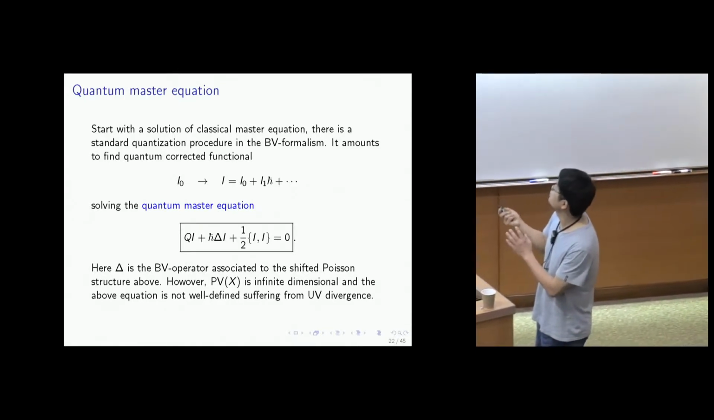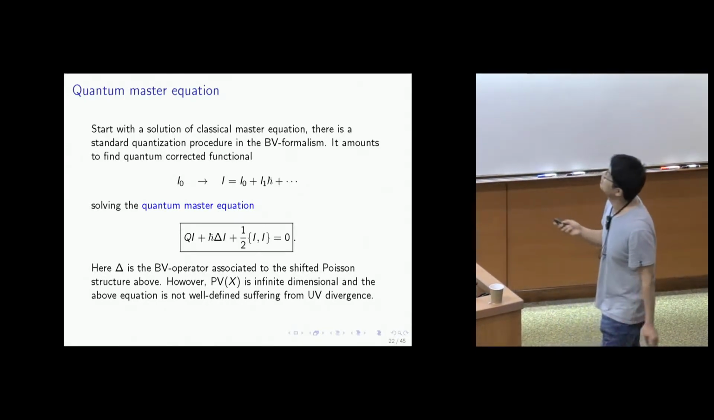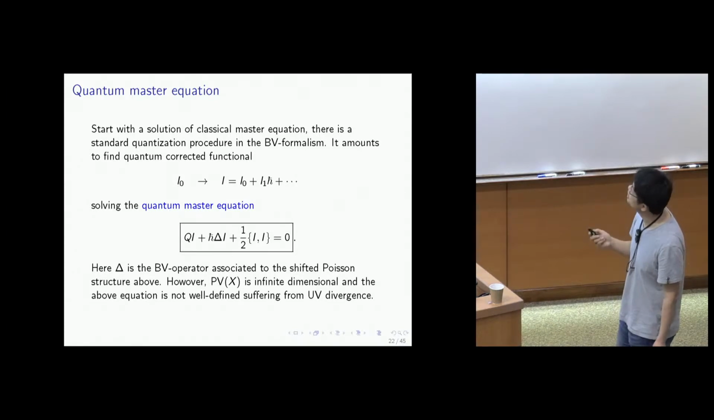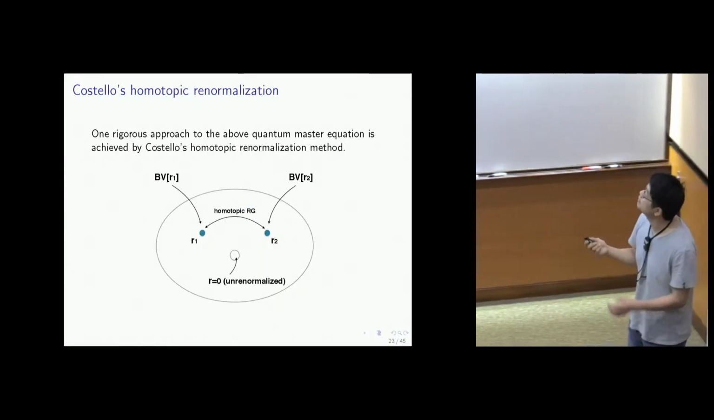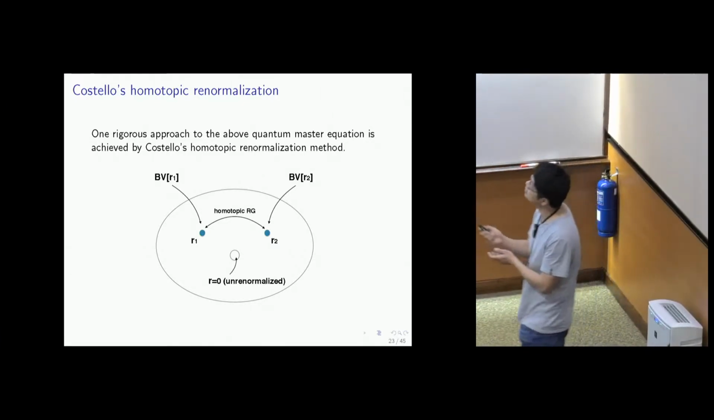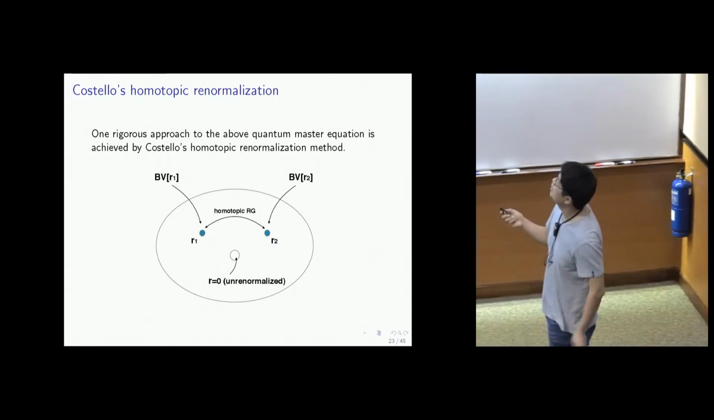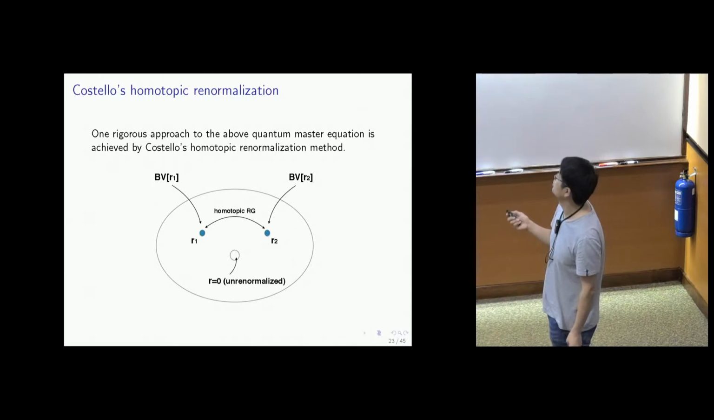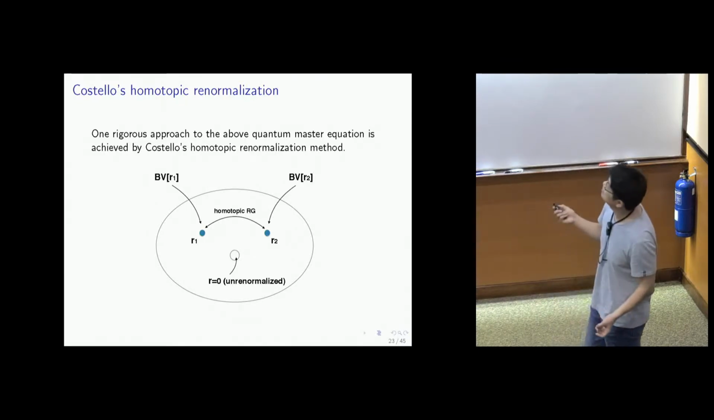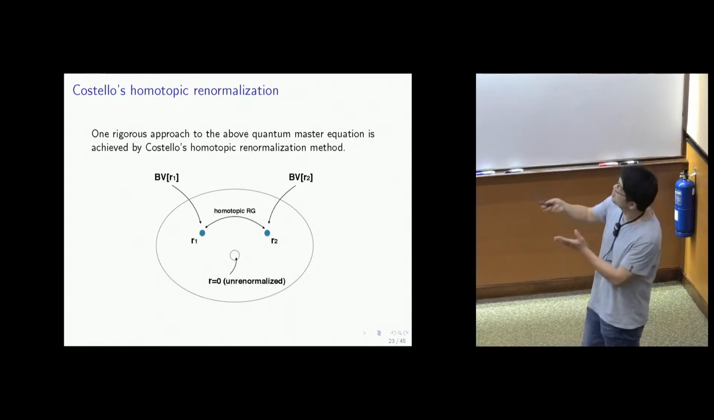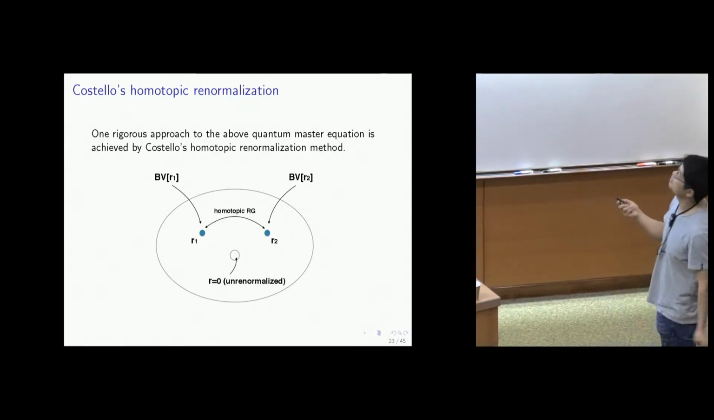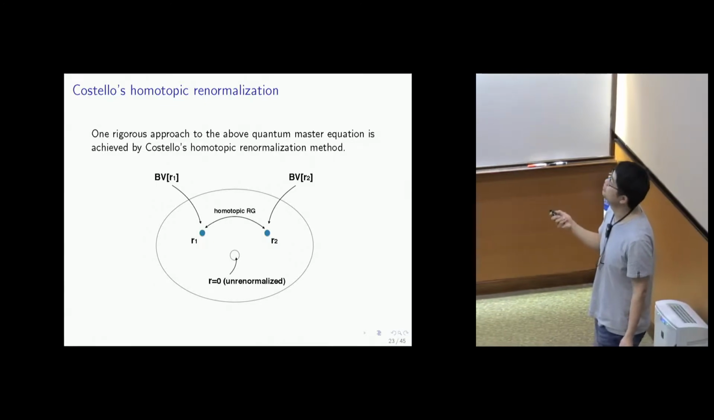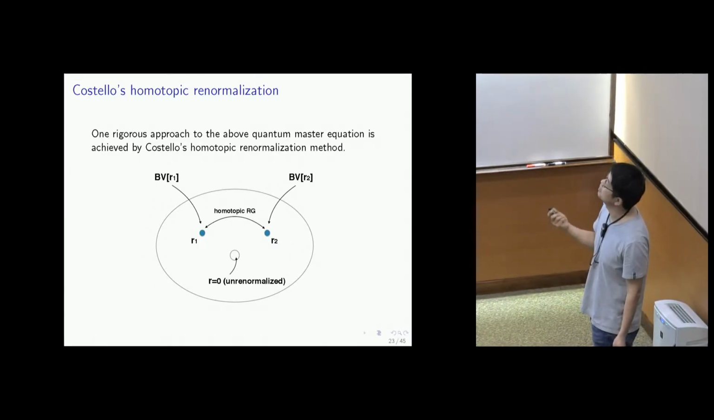There are many ways of doing this, to expand this quantum master equation. I used a way that is developed by Kevin Costello. I call this homotopic renormalization. It basically studies from this unrenormalized point. You go to some kind of regularizations, preserving the BV structure up to homotopy. And you can solve these homotopic BV structures nearby, related to each other by a version of homotopic RG flow.